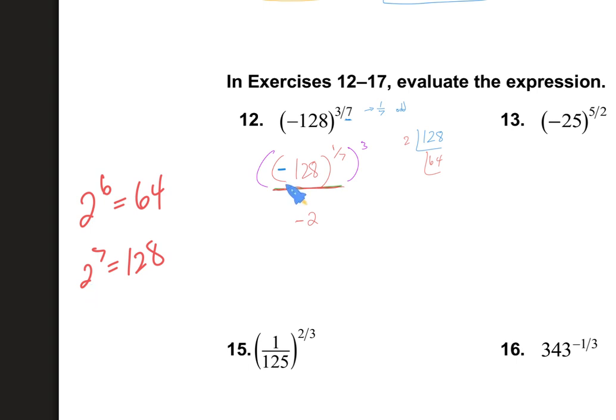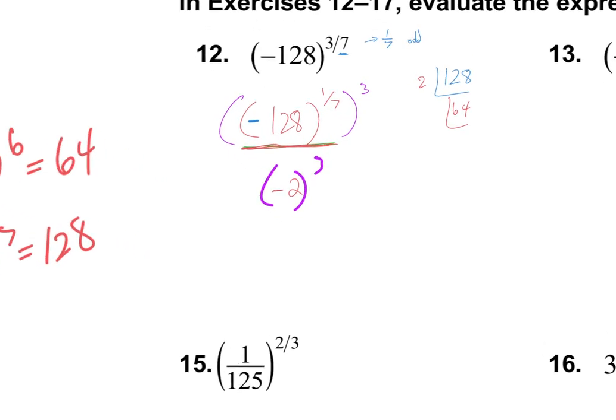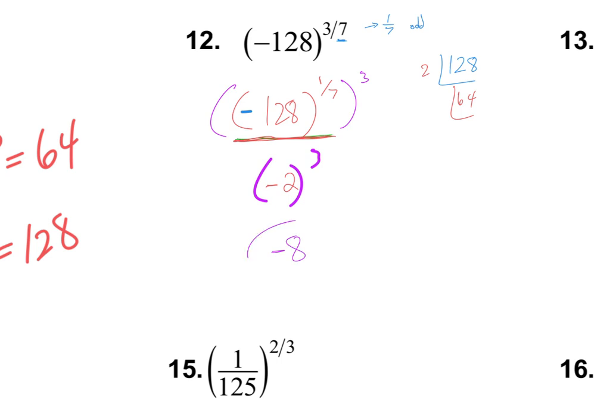And it would be negative because if you multiply something negative by itself 7 times, you will get a negative answer, okay? And then the last part is cubed. So negative 2 cubed is negative 8.